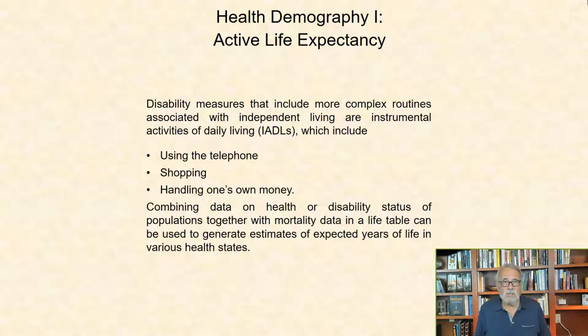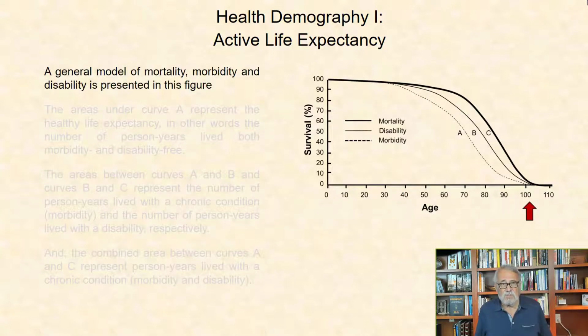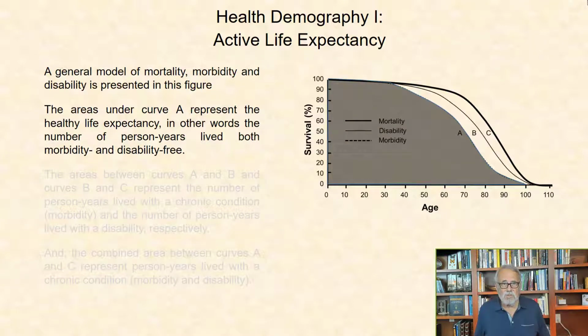Combining data on health or disability status of populations together with mortality data in a life table can be used to generate estimates of expected years of life in various health states. A general model of mortality, morbidity, and disability is presented in this figure. The area under curve A represents the healthy life expectancy. In other words, the number of person years lived both morbidity and disability free.